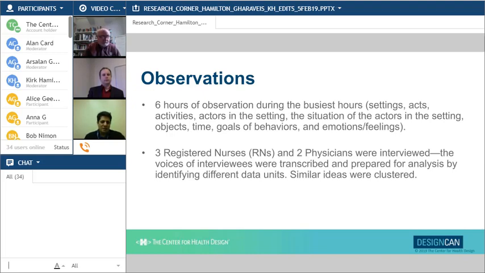Also, we had some inclusion criteria: to work in the ED for at least three years, and in that specific ED for at least a year. So we had the ideas over there. So we interviewed the people.